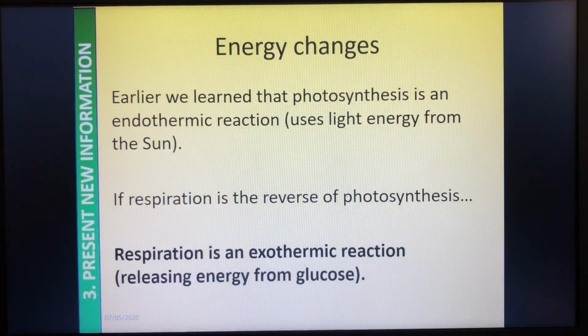Okay, moving on. So we learnt that photosynthesis is an endothermic reaction using that light energy. Respiration is releasing energy, and it's the reverse of photosynthesis, so we describe it as an exothermic reaction. The only thing you need to write from this slide is that final statement at the bottom. Respiration is an exothermic reaction releasing energy from glucose.